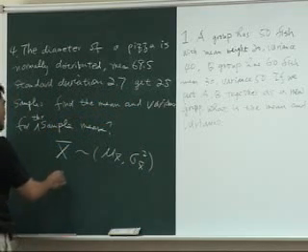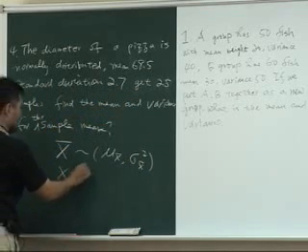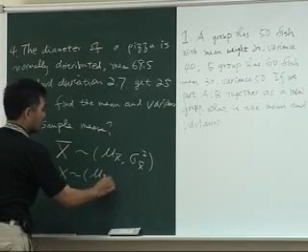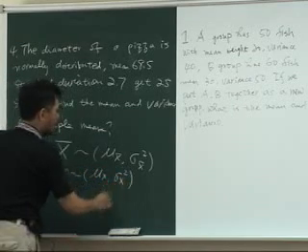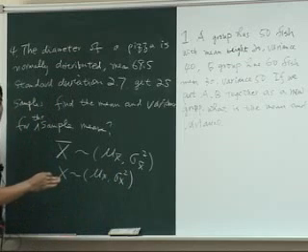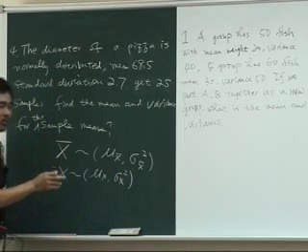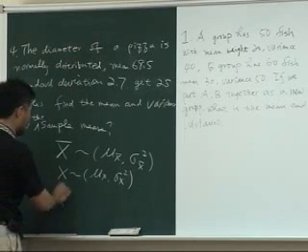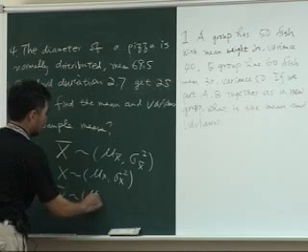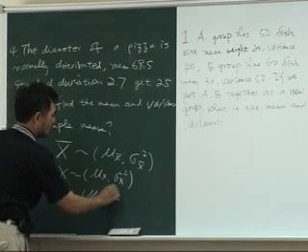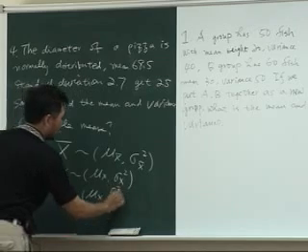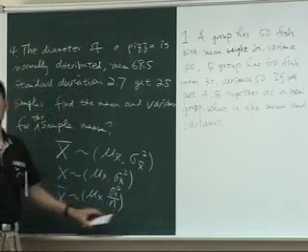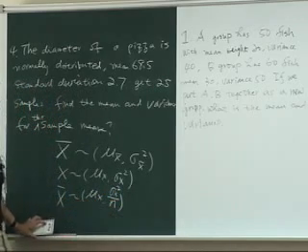Basically you know that if we have x, the distribution has mean mu x and variance sigma x square, then x bar will have mean mu x and variance sigma x square divided by n, right? Any questions up to this point?